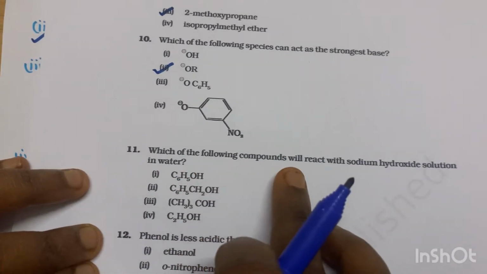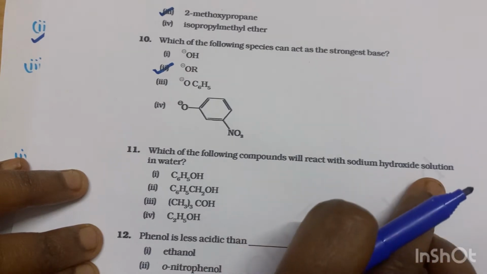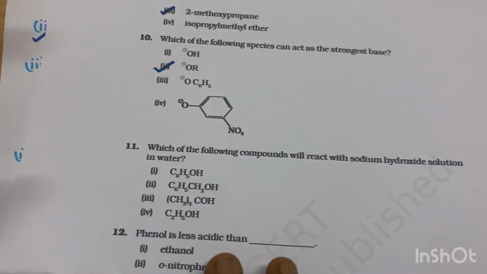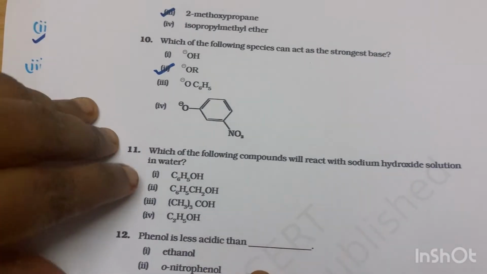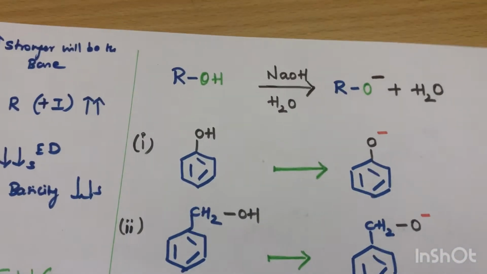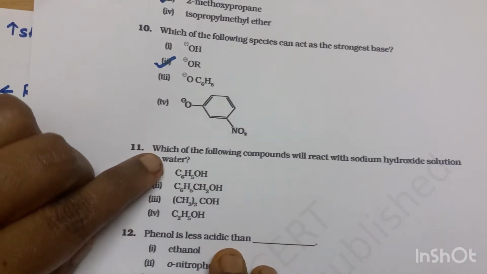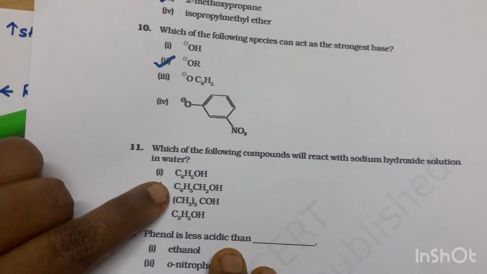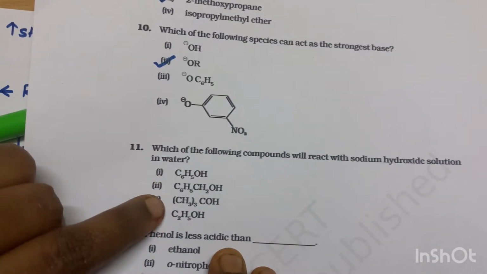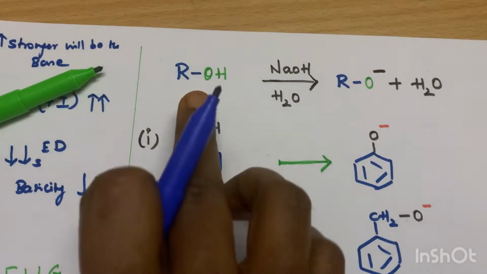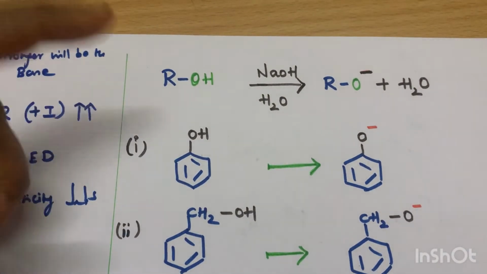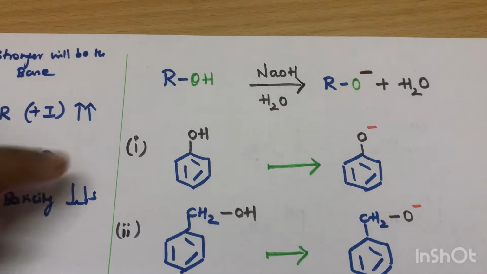So which of the following compounds will react with sodium hydroxide solution in water? We are going to apply the same concept here, so please listen. This is very important. They have given a set of alcohols, phenol and benzyl alcohol, tertiary butyl alcohol and ethanol, all are alcohols. So generally I have written ROH, where R can be a benzene ring or any group.